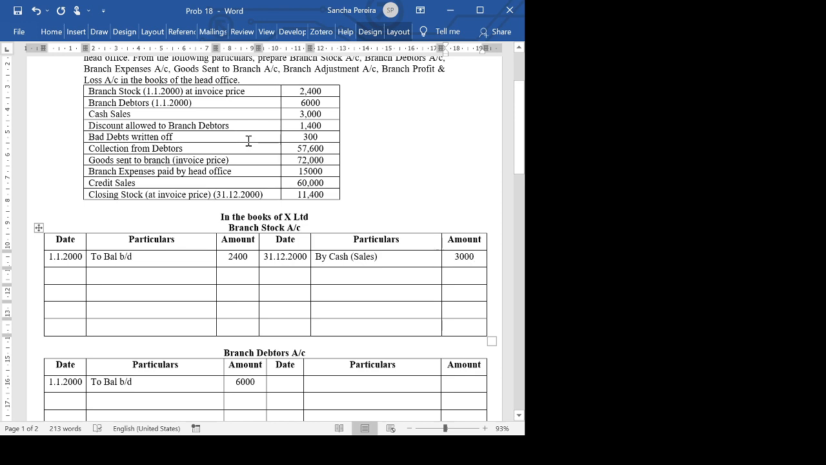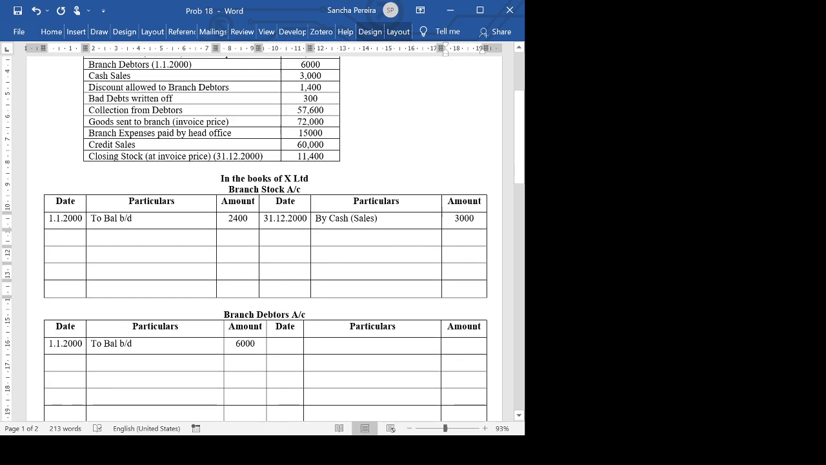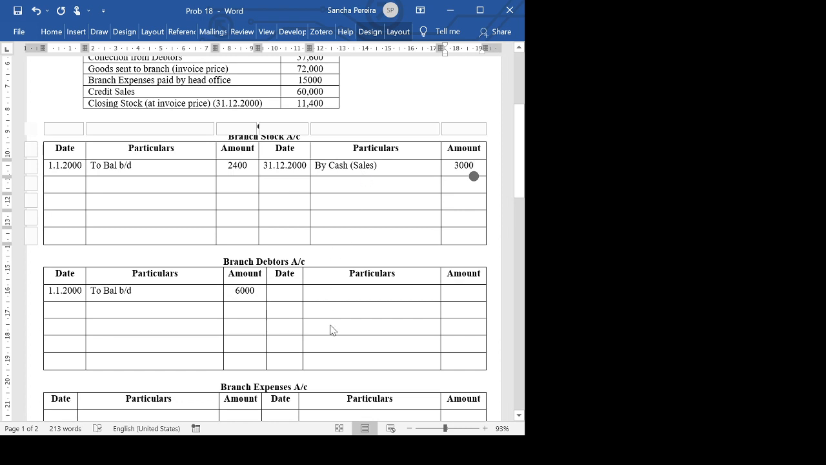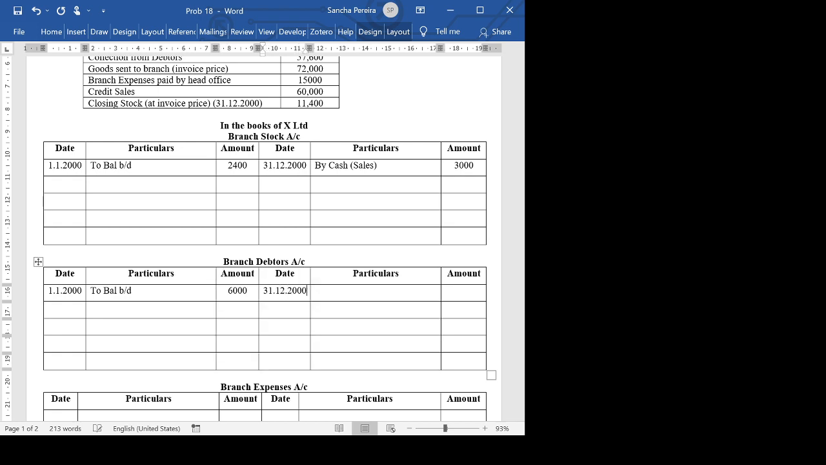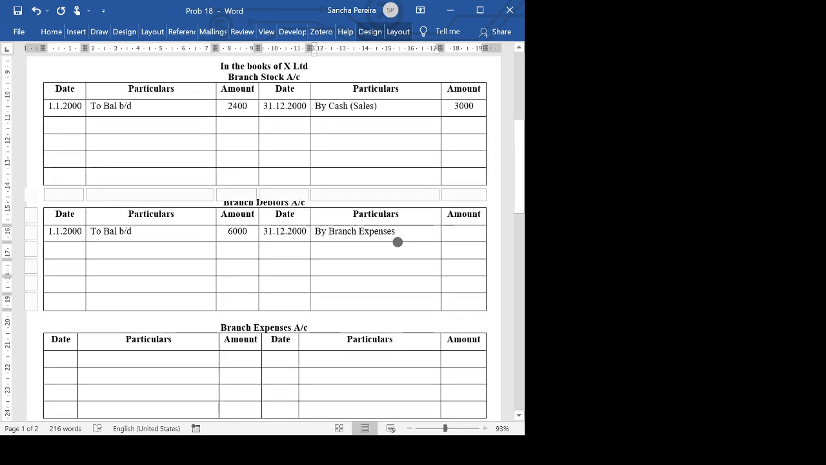Now, discount allowed to branch debtors. Where will this come? We've already discussed that this is going to come in the branch debtors and the branch expenses. Now, when entries come like this, that is, they come in two accounts, what we're going to do is put it as 31st December 2000, by branch expenses. Why I'm putting it as by branch expenses is because the same thing is also going to come in the branch expenses. So don't get confused with this. Why am I putting it that way?